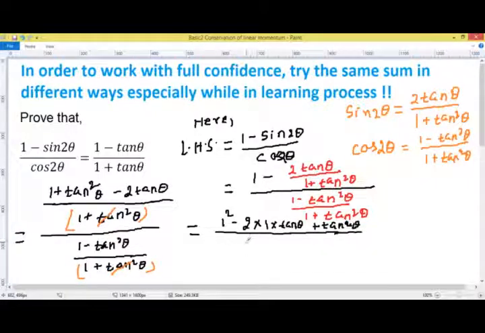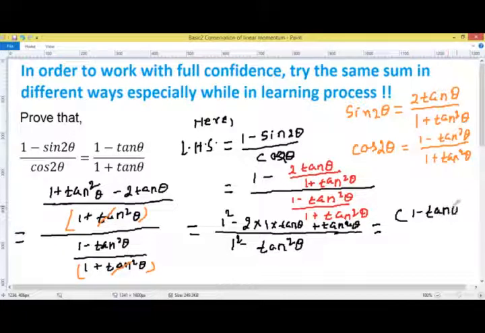You might have understood why I have expressed it in this way. And the denominator, what we are left with here is 1 minus tan square theta, and also you can say 1 square, because 1 and 1 square are the same value. Why did we convert like this? It looks like the a square minus 2ab plus b square formula, and you know that a square minus 2ab plus b square is (a minus b) square.